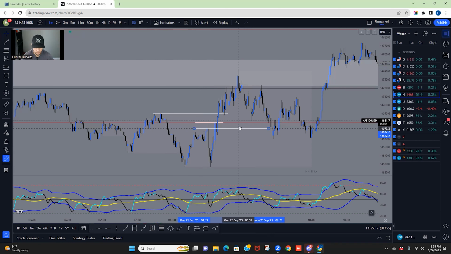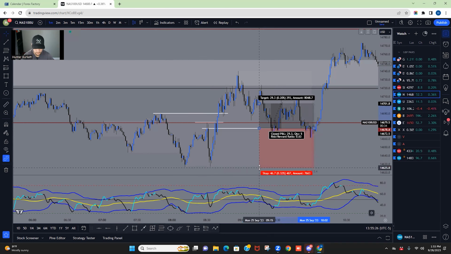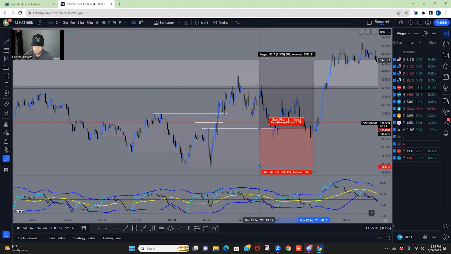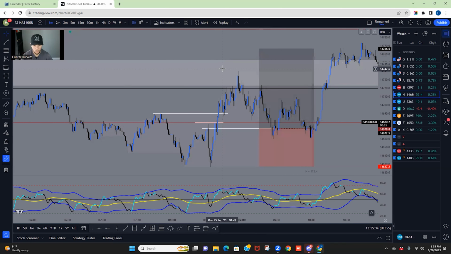You could have waited for the price to come back into the breaker. There's the entry. So here's the entry. Boom. Stop loss. Take profit, 2R. Did we get it? Yes, we did.